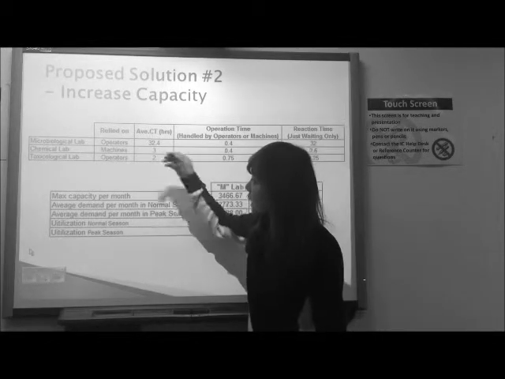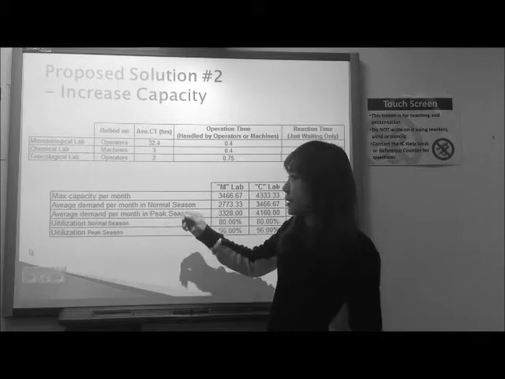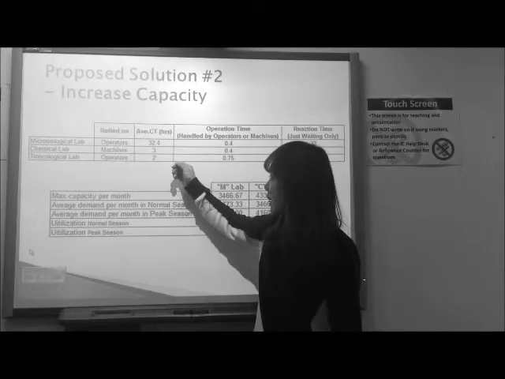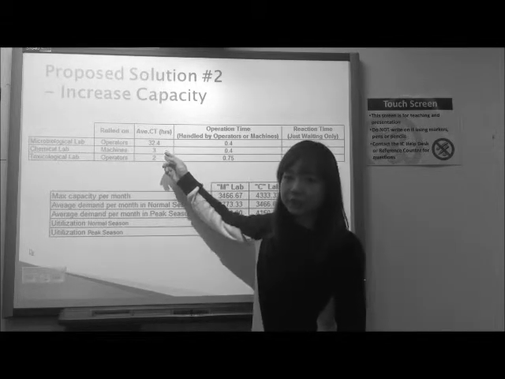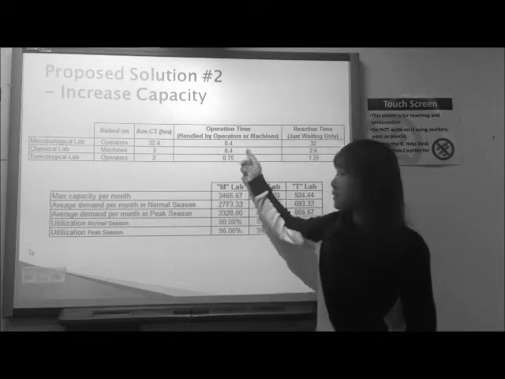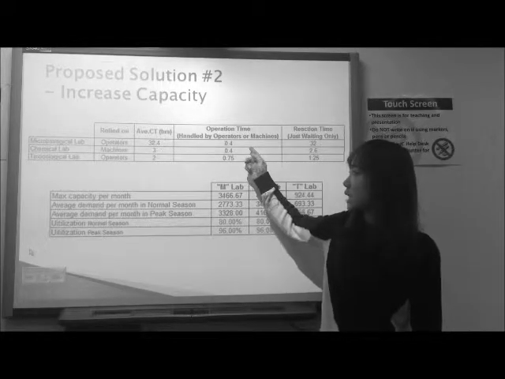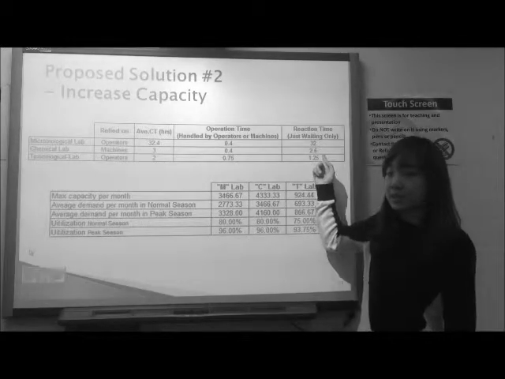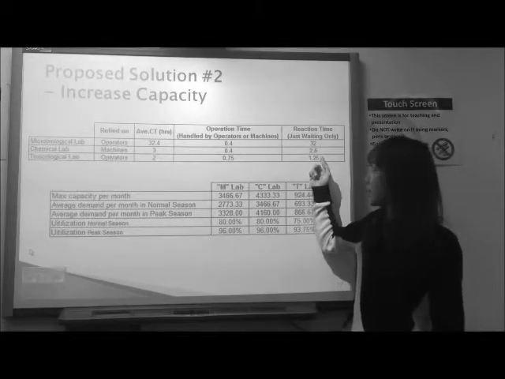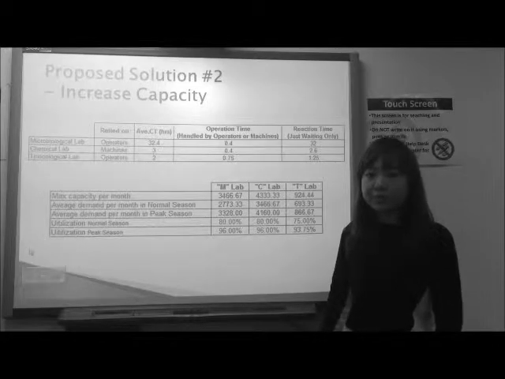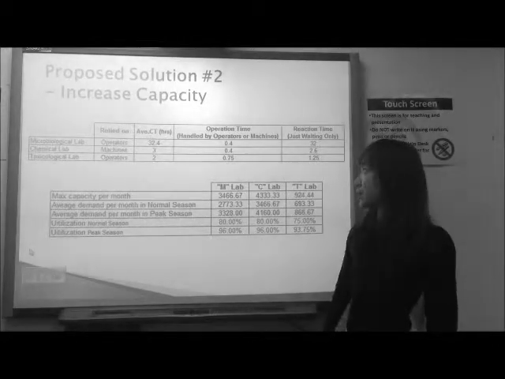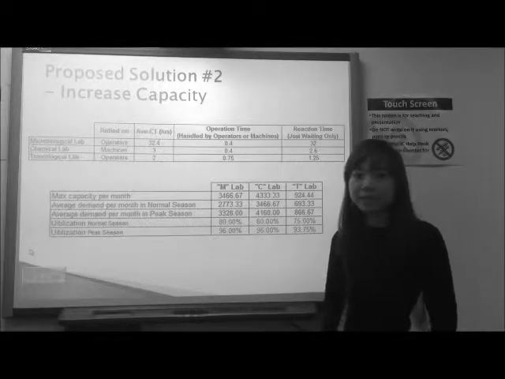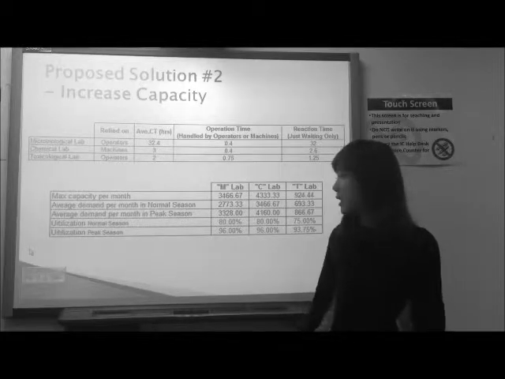Take the microbiological lab as an example. The average cycle time is 32.4 hours. However, only 0.4 hours is operation time. The rest, 32 hours, is for reaction time. That means our operator can do nothing but wait. However, it is necessary for the whole process.